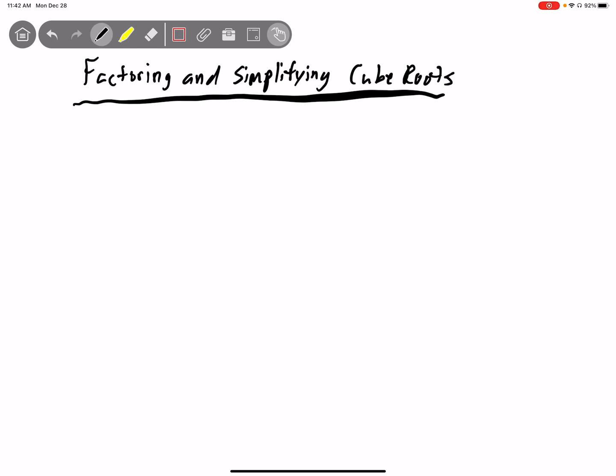Let's talk about factoring and simplifying cube roots. So remember, when you cube something, let's say 2 cubed, that just means that you're multiplying a number by itself 3 times. Whatever the number on the exponent is tells you how many times you're multiplying that number by itself. So 2 cubed is 2 times 2 times 2, which is 8.